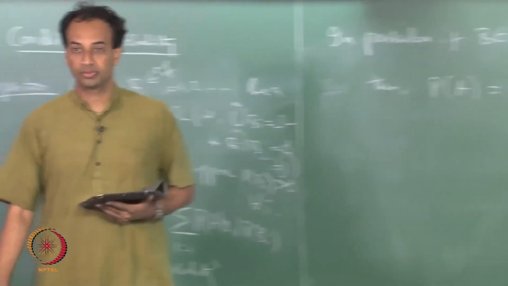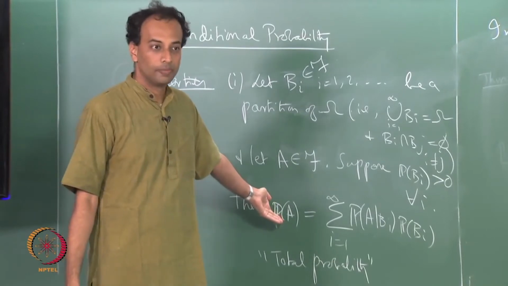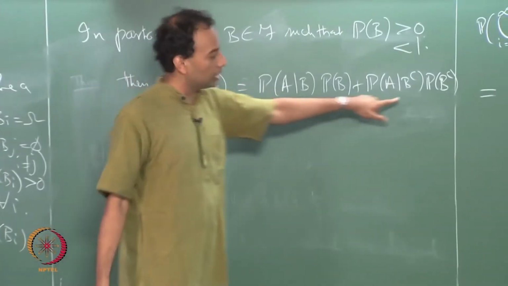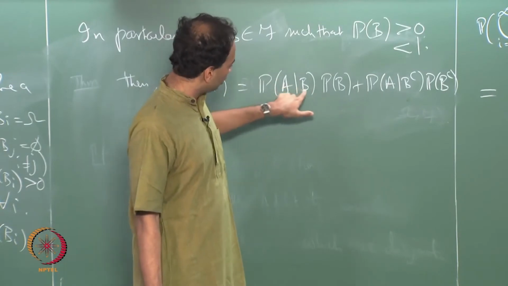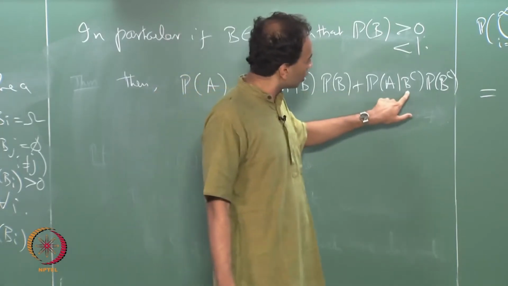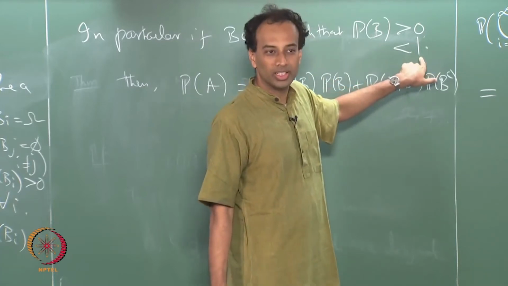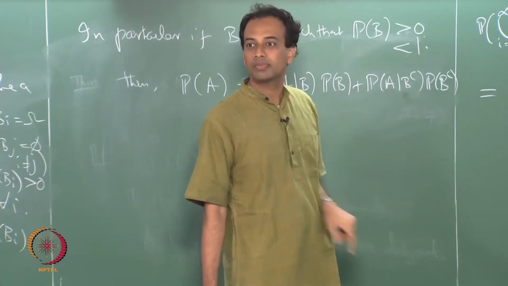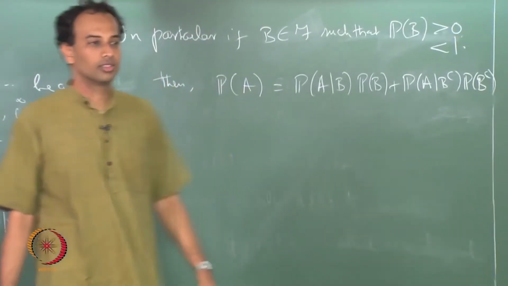This is a corollary of the total probability law, because B and B complement partition the sample space, and I can condition on B because B has positive probability, and I can condition on B complement also because B does not have probability equal to 1, it has strictly less than 1. So, probability of B complement is strictly positive. Here I need both.